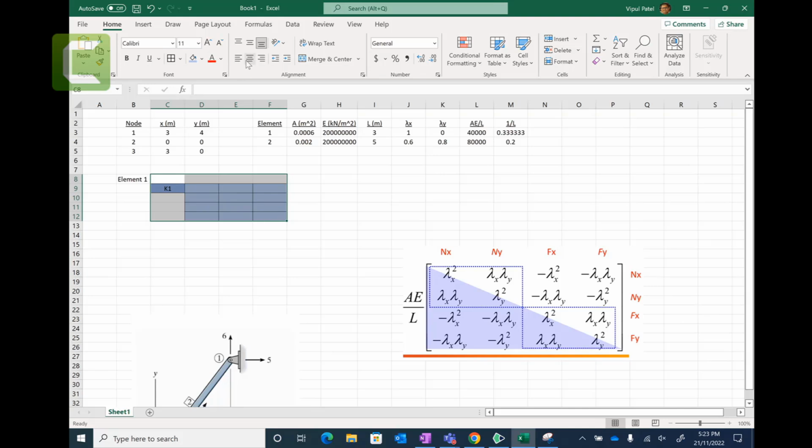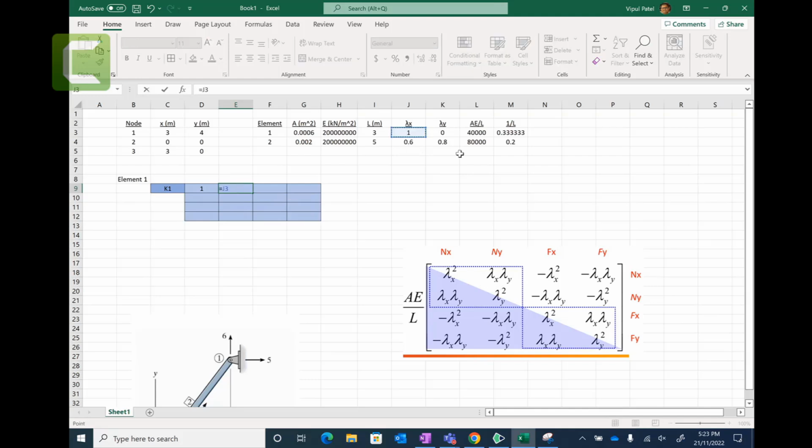Yeah, let's make it center. So lambda x square, watch it here, equal to lambda x square. I think I just made it 3 by 3. How about we make it one more? OK, 4 by 4 equal to this one, lambda x times lambda y, lambda x times lambda y.